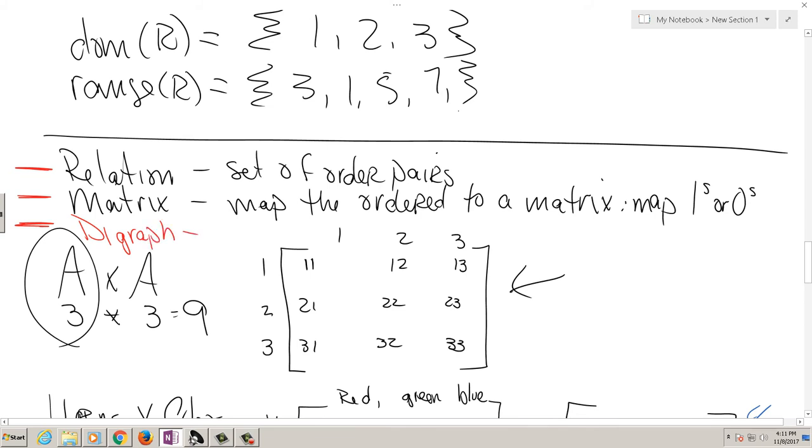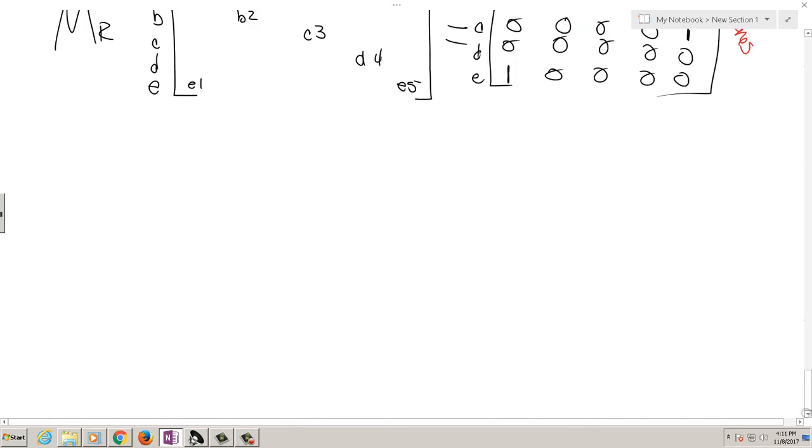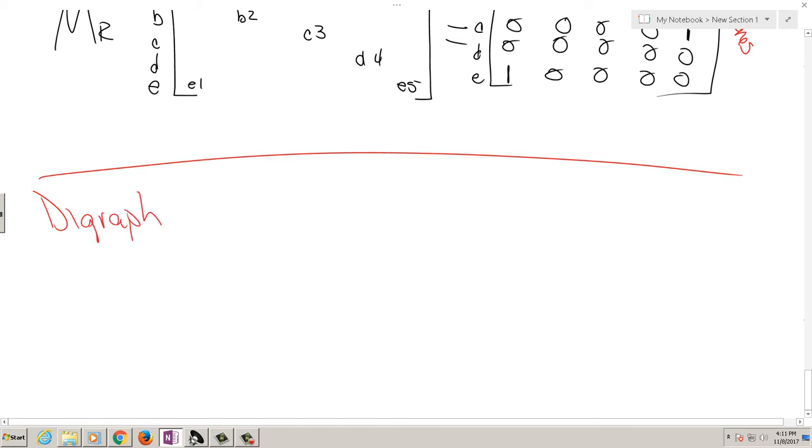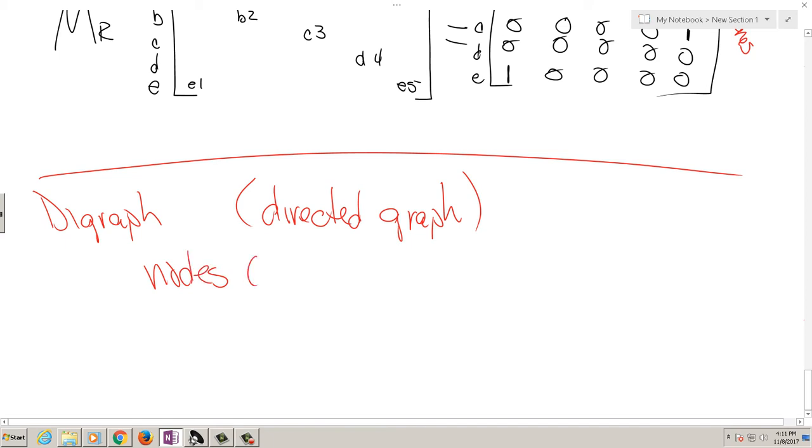So I'm going to come down here and we're going to discuss what a digraph is. A digraph is another visual representation of a relation. It's another way that we can represent or express a relation. A digraph is short for directed graph, and it is a graph that we can use to map out ordered pairs within a relation. A digraph is made up of nodes, sometimes referred to as vertices or vertexes. It's also made up of arrows, sometimes referred to as edges.